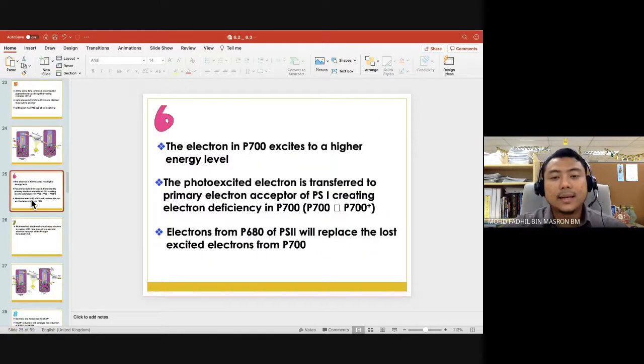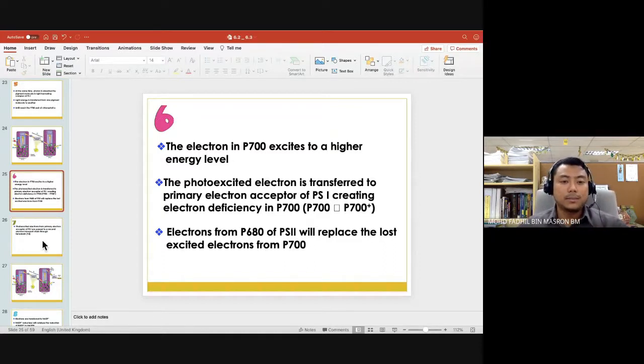Okay, the electron in P700 excites to a higher energy level. The photoexcited electron is transferred to the primary electron acceptor of PS1, creating electron deficiency in P700. Now P700 ada arrow kat sini, namanya bertukar menjadi P700 plus. Okay, so electrons from P680 of PS2 akan gantikan, will replace the lost excited electrons from P700.